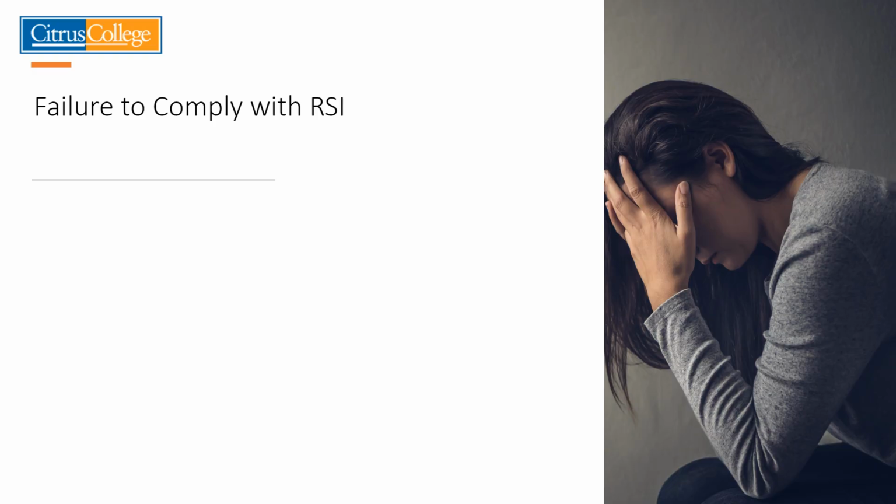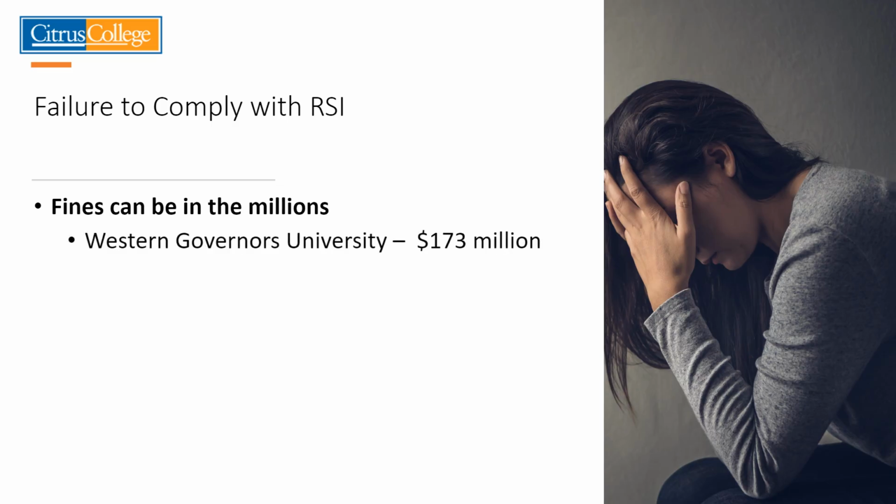Failing to comply with RSI can be costly and devastating. It may include fines in the millions. 2 examples are Western Governors University. It was required to reimburse the U.S. Department of Education $173 million because 69 courses failed to meet RSI between students and instructors, and the college became ineligible to participate in Title V.